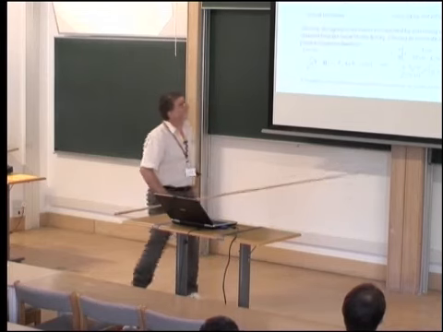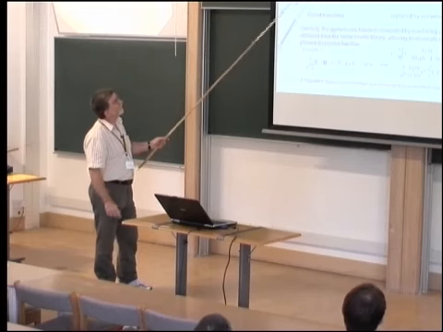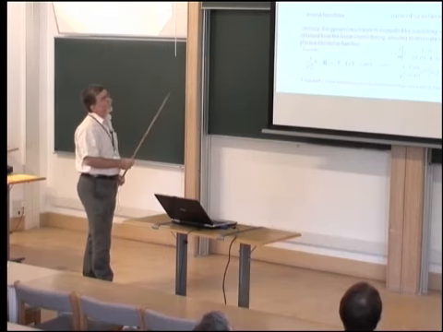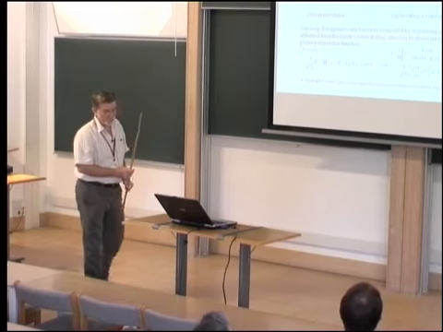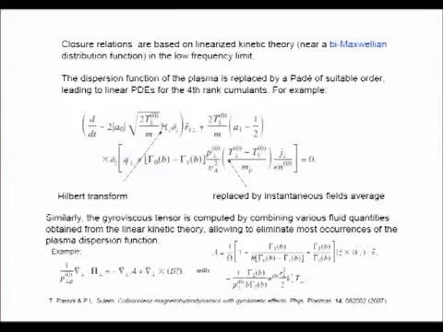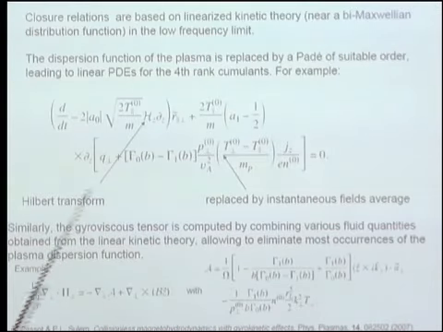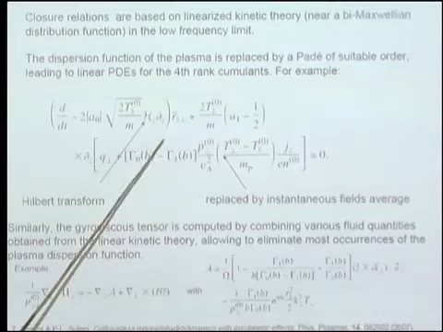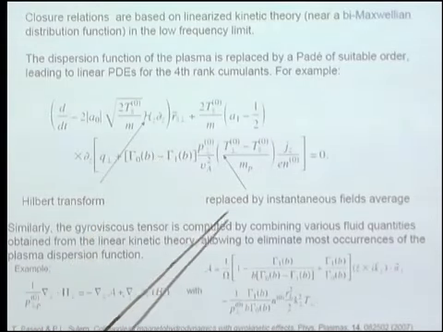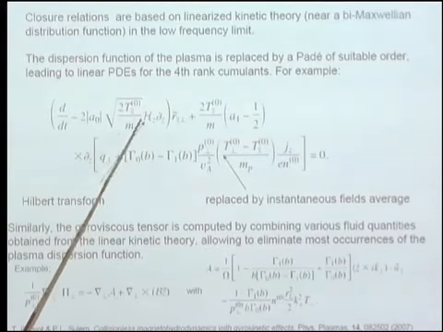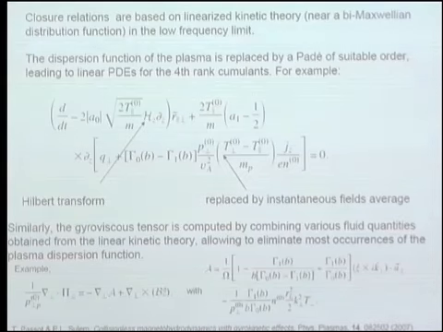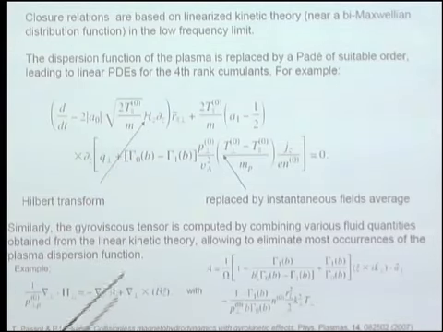So just to give you a flavor of the kind of equations we get for the fourth order moments, what we do is obtain the fourth order moments from linear kinetic theory, replace the dispersion function of the plasma by a suitable Padé approximant, and after some small calculations, you find a linear equation for the fourth order moment perturbation, the cumulants, of this form, where the important term is the Hz, which is the Hilbert transform in the z direction, so along the main magnetic field B0, and this actually is the manifestation of Landau damping.